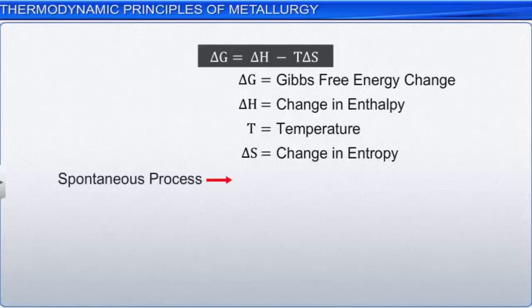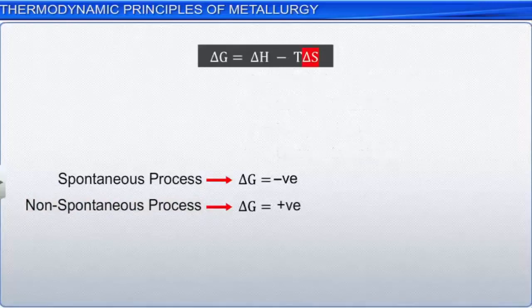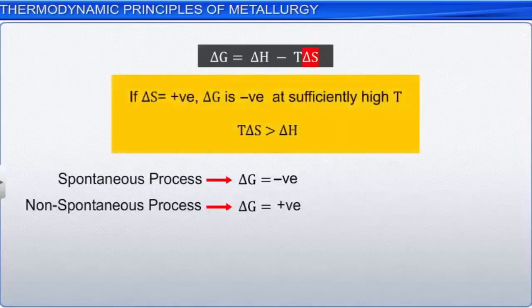For a spontaneous process, delta G is negative, while a positive value of delta G indicates a non-spontaneous process. It can be seen that for a reaction where the change in entropy, delta S, is positive, the reaction is spontaneous at a sufficiently high temperature, as the magnitude of T delta S exceeds delta H.